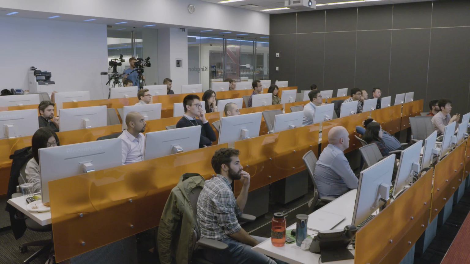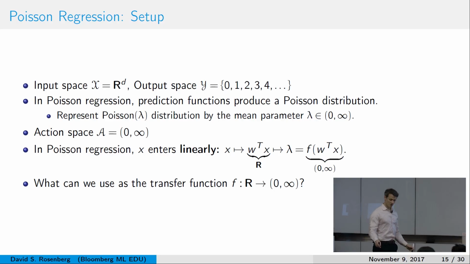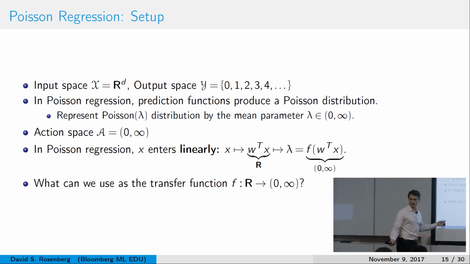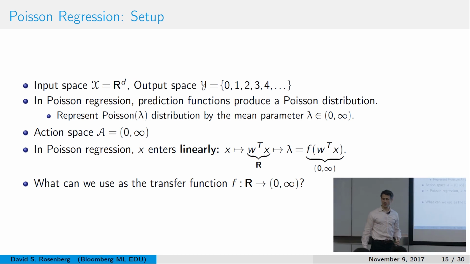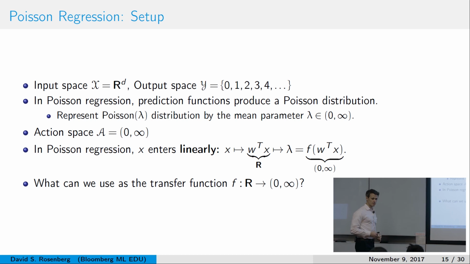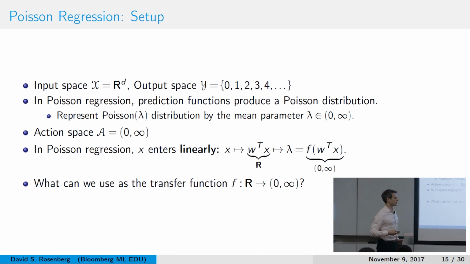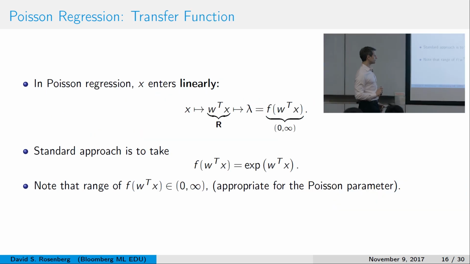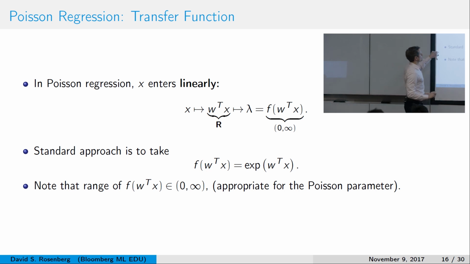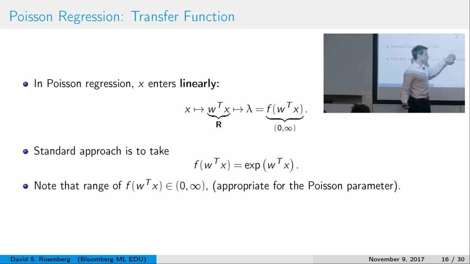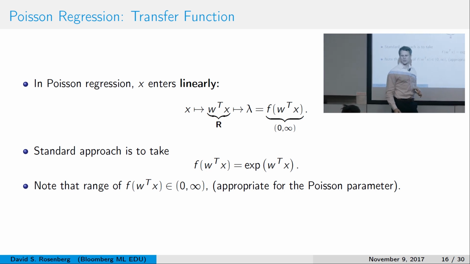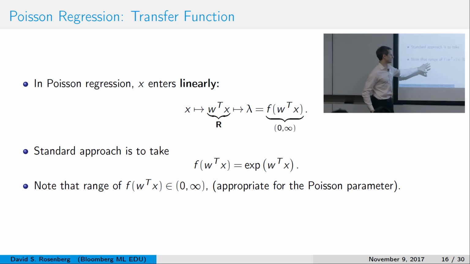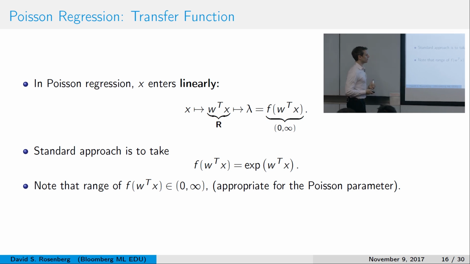Say again? Modulus? OK, you could use modulus or absolute value, that certainly maps us in the right way. Another possibility is exponential. Exponential is the more common one. That's what's used in Poisson regression. And so that's what we'll do here. So f of w transpose x will be e to the w transpose x, which of course is always non-negative. And so it's a good fit for the Poisson parameter.